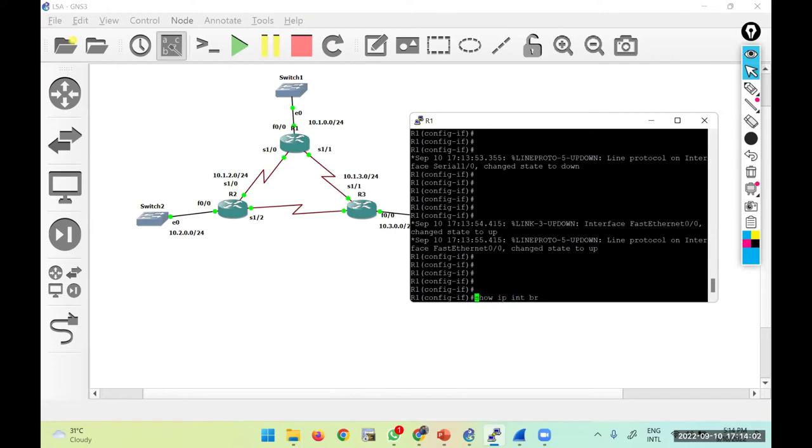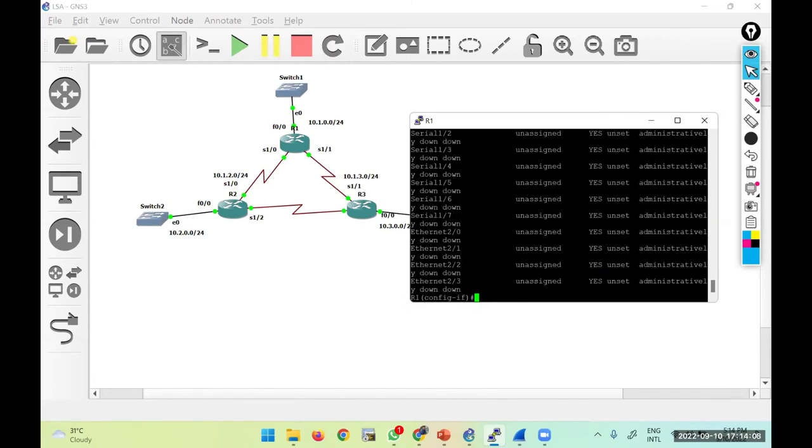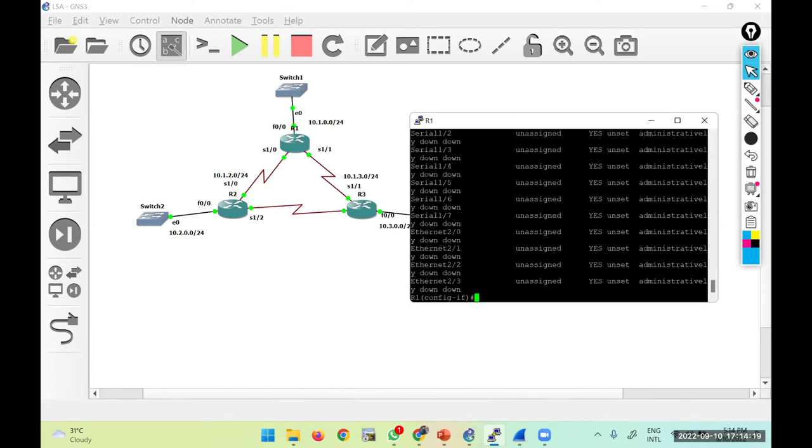I am in interface configuration mode, so I have to use the do command. If we check the interface IP, all are set and the link is up. One or two interfaces are down because the other side is in down state.